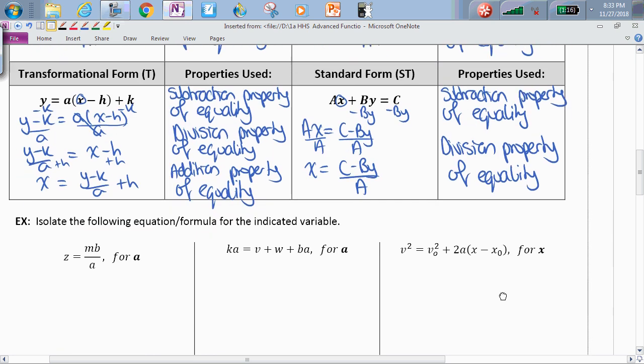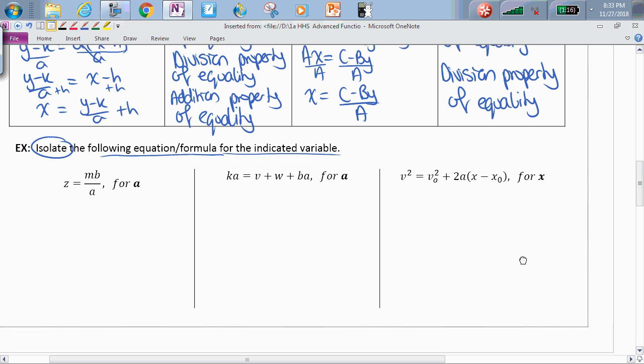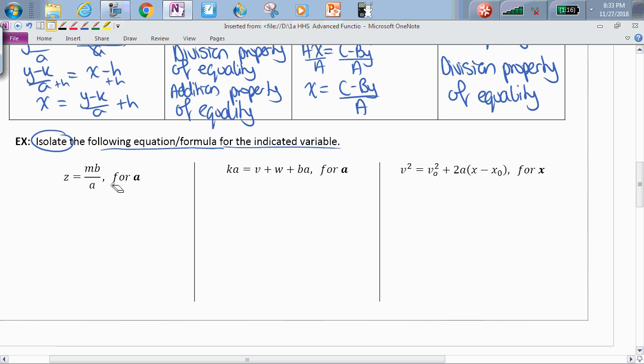Okay, do a little bit more of this. This example here: isolate the following equations or formulas for the indicated variable. So we have Z equals MB over A, and we're looking for A. So we want to get A on its own. First things first, we have to get it out of this denominator, and all we have to do is multiply both sides by A. So we have AZ equals, if I multiply this side by A, then the A's will divide out and you're left with just MB.